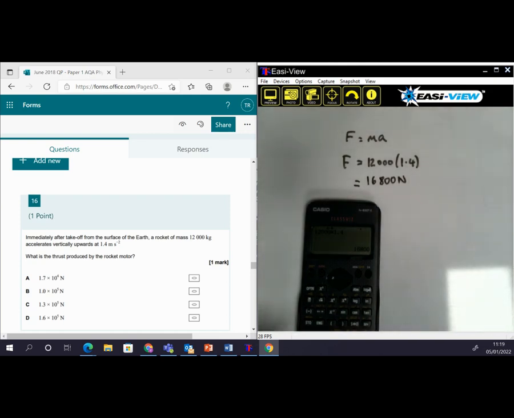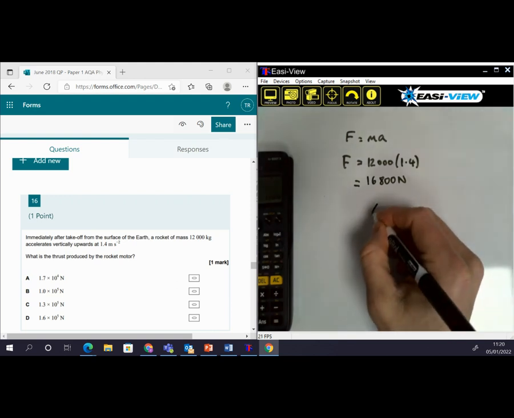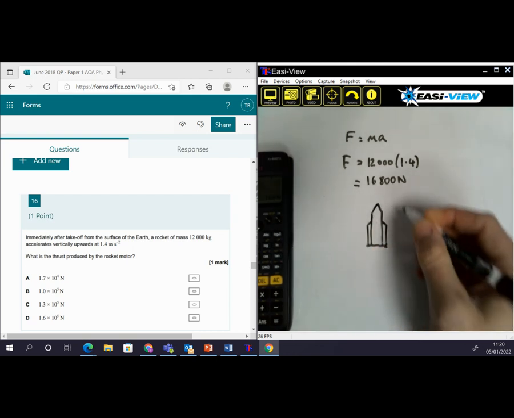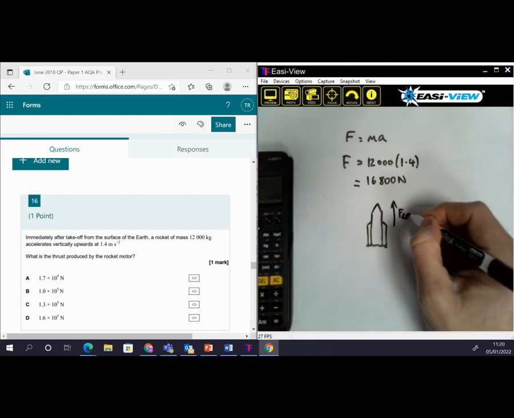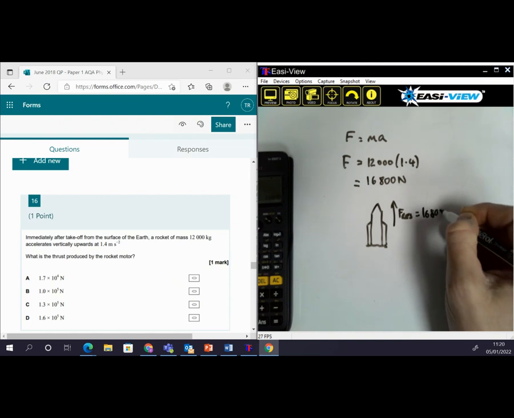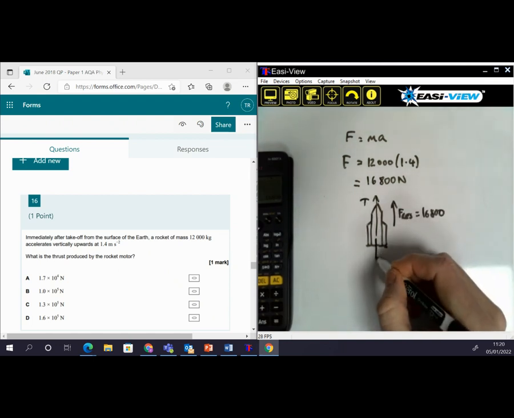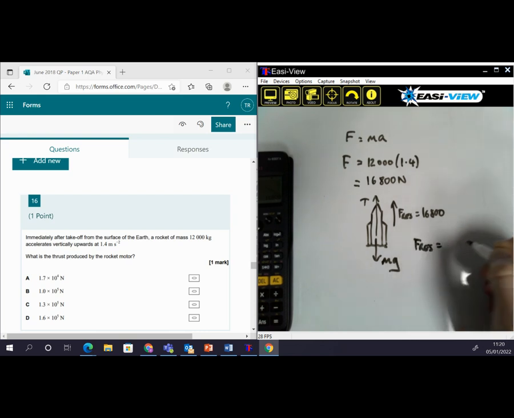Now, it's probably one of the answers, but that's not the correct answer because that's the resultant force. What we're asked for is the thrust provided by the rocket. So if we sketch the rocket, the resultant force is 16,800, but that is a combination of the thrust, which I'm going to call T, and you need to subtract the weight, which is mg. So that F res value, that resultant force value, is thrust take away mg.